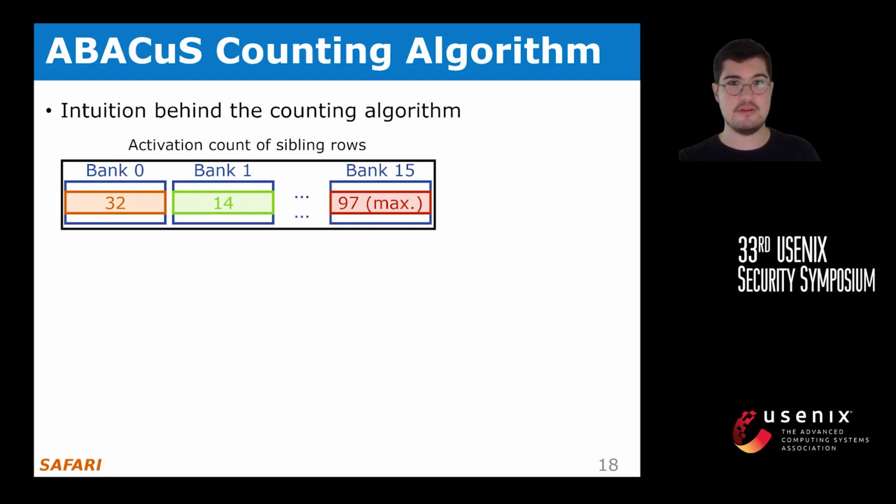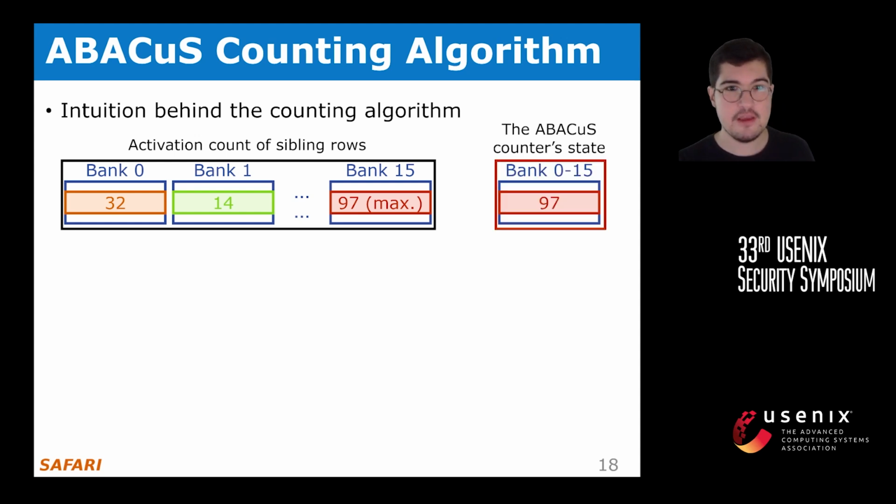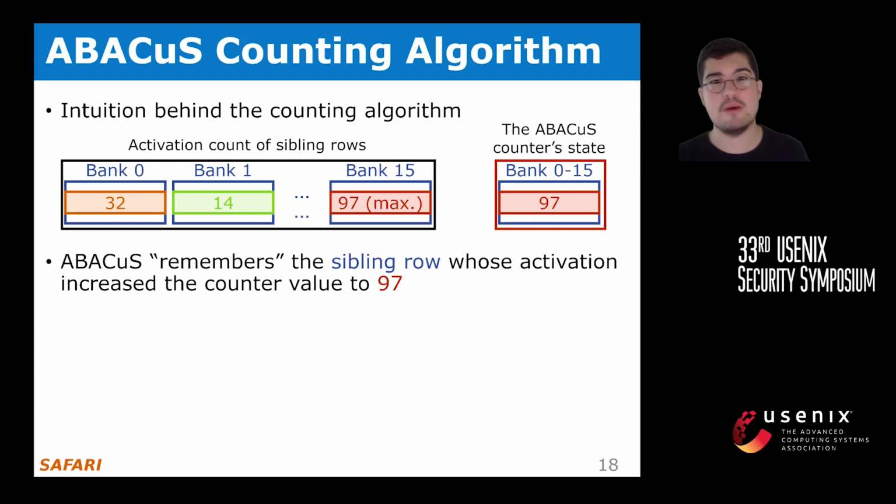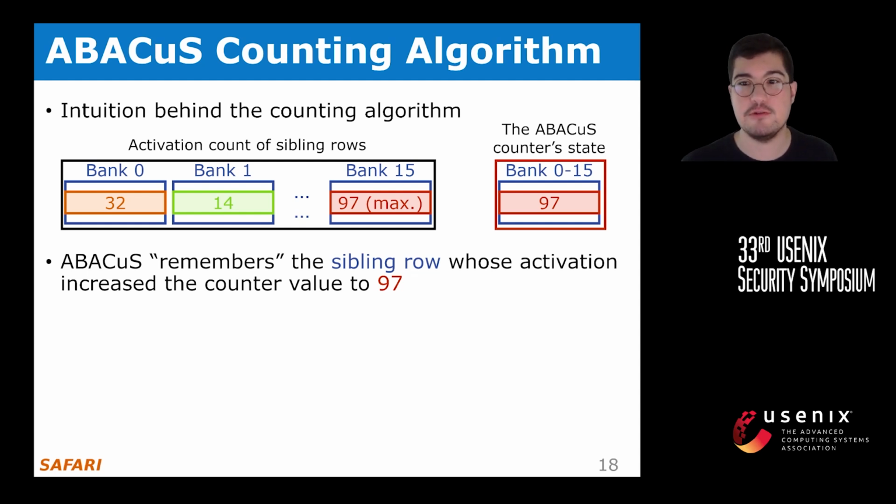This diagram depicts an example system state where sibling rows have different activation counts from each other, and the maximum activation count is in bank 15. We will assume that ABACuS currently stores this maximum activation count. Now, ABACuS remembers that the sibling row that last got activated and increased the counter value to 97, which is bank 15 in this example.